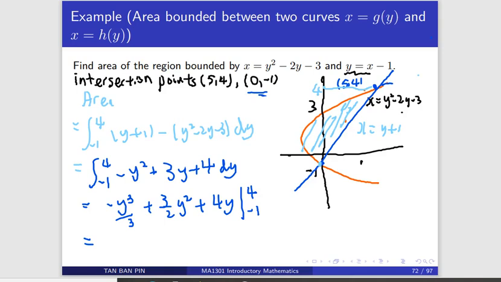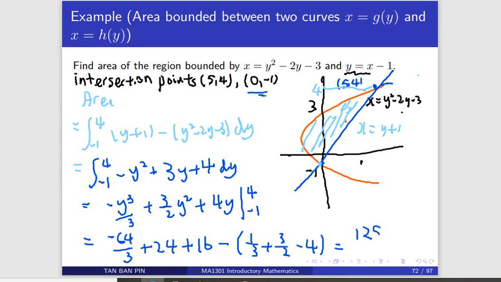If you substitute y as 4, it will give you minus 64 over 3 plus 24 plus 16, minus, when you substitute y as minus 1, 1 over 3 plus 3 over 2 minus 4. After that, you can simplify this to 125 over 6. So just substitute y as 4 and y as minus 1, and you get 125 over 6.